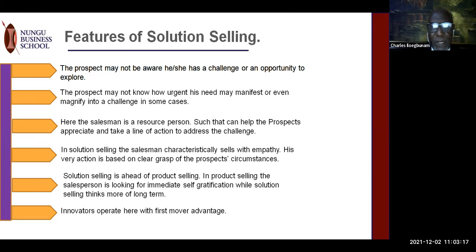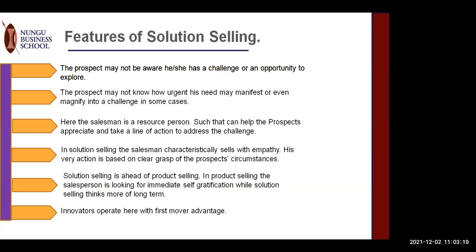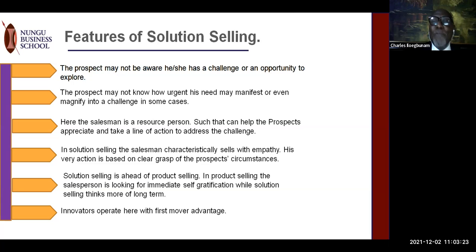All right. Now, I said, in solution selling, people who sell here are like innovators with first mover advantage, because we come with maverick ideas, with exciting new things. It may be a product you know before, but when they come out with the offering and the method in which they are offering, it changes the entire terrain of sales and marketing.